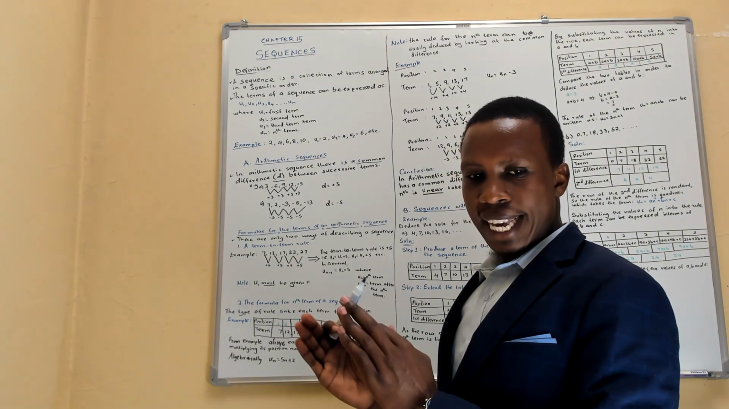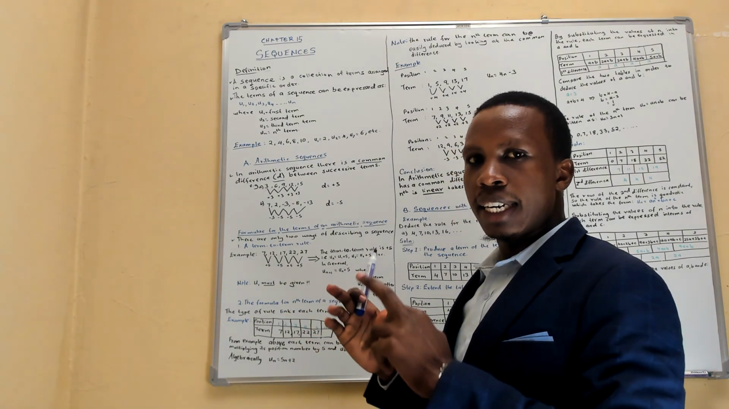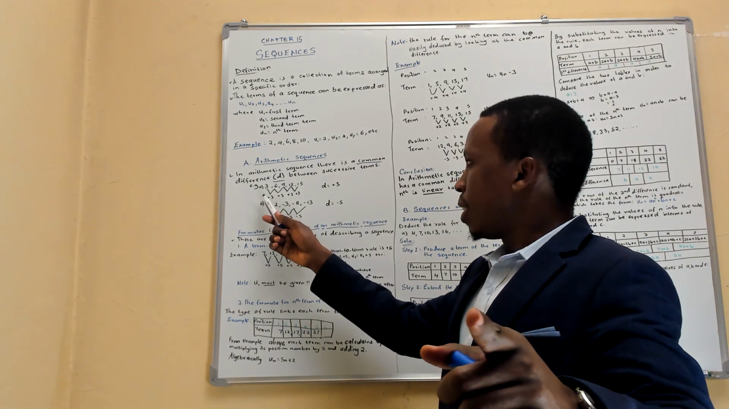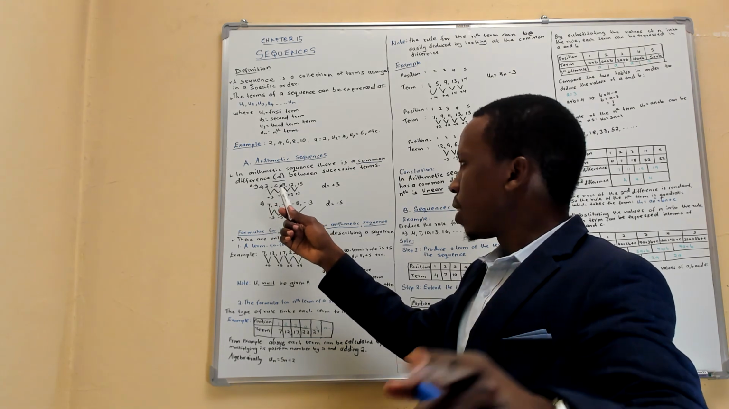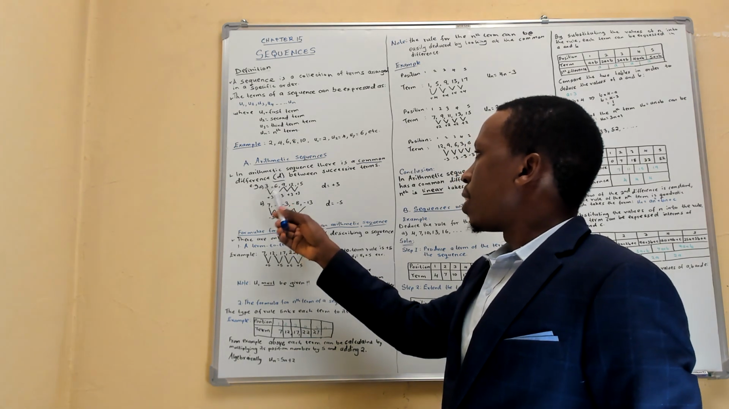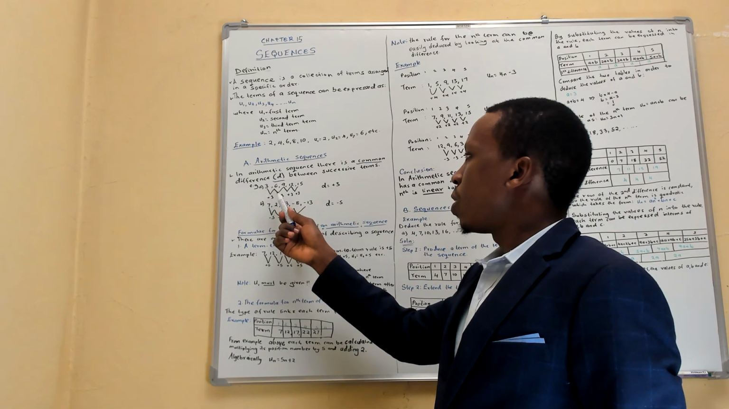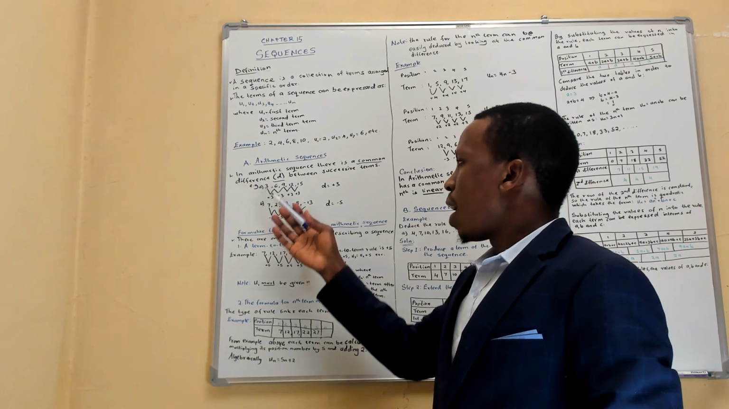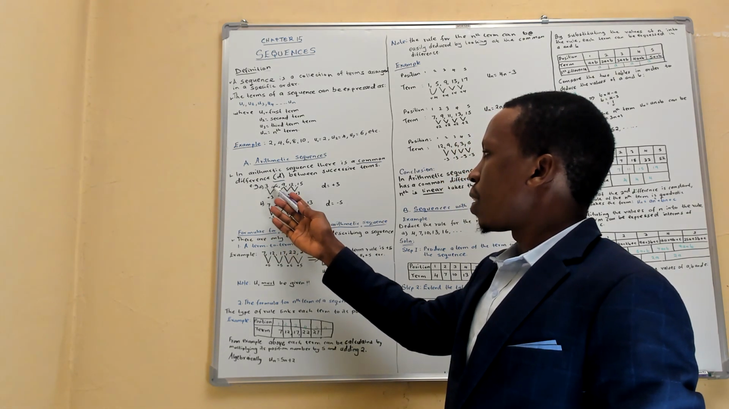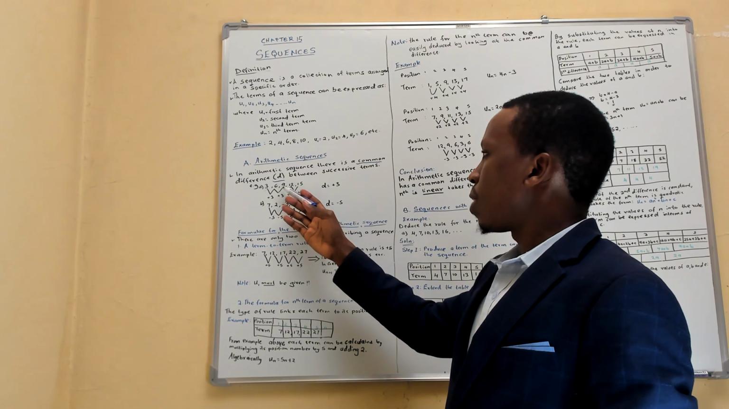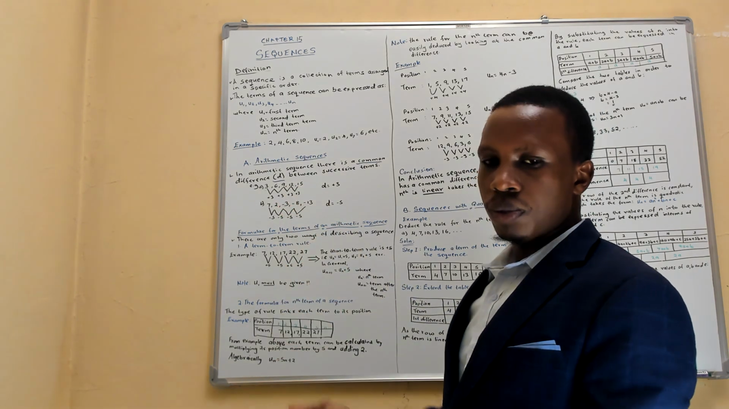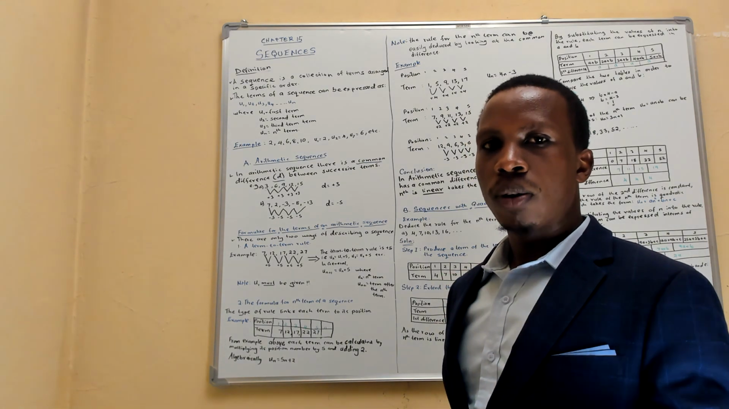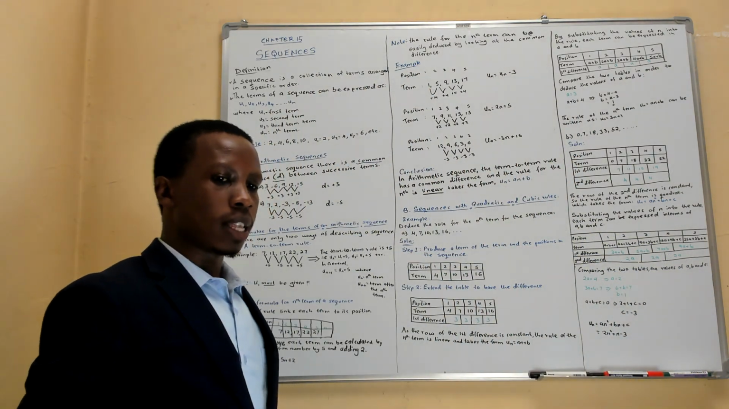If you look at their difference, the first term is 3 and its successive term is 6. Before we get the successive term of 3, we have to add 3 to get 6, and again add 3 to get 9, then add 3 to 9 to get 12, then add 3 to 12 to get 15. That is what we mean by the common difference.